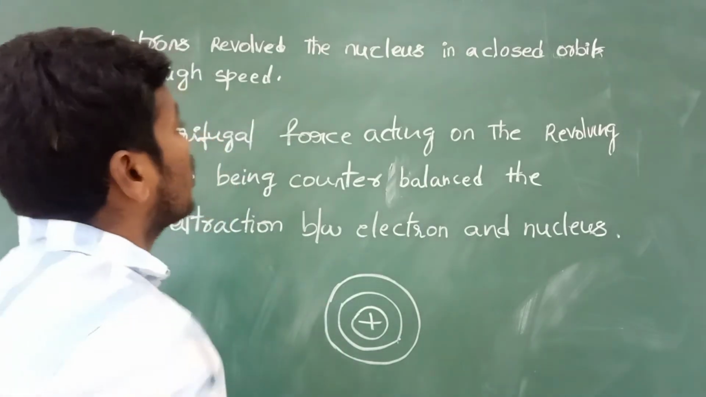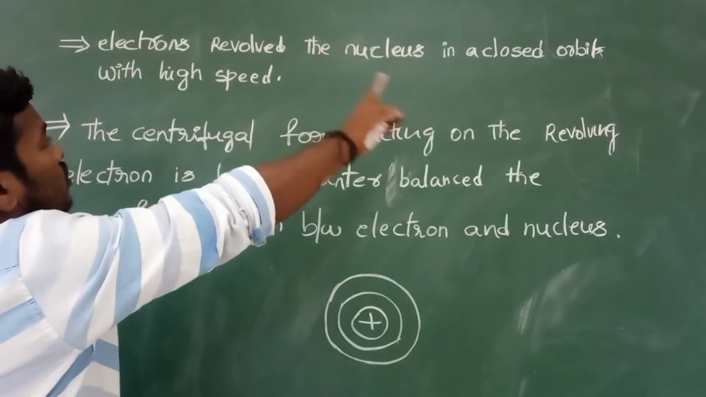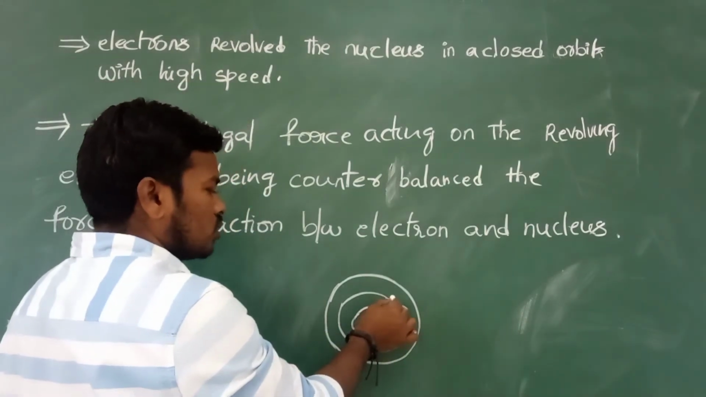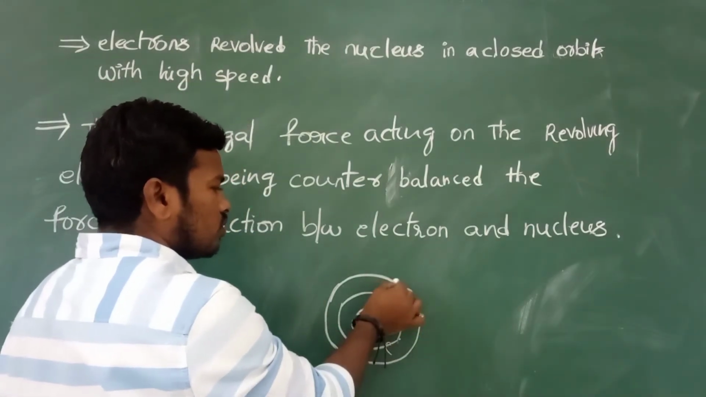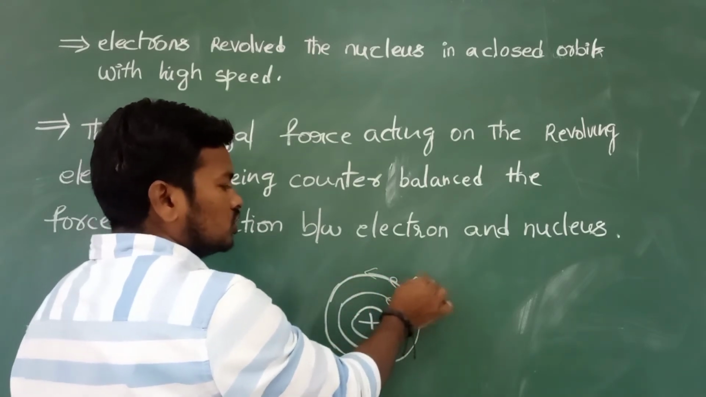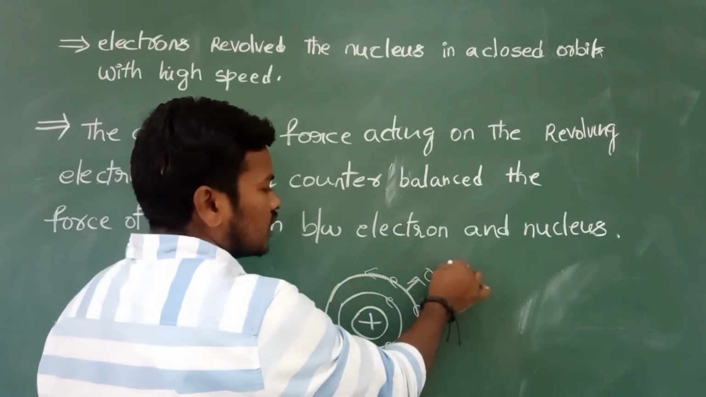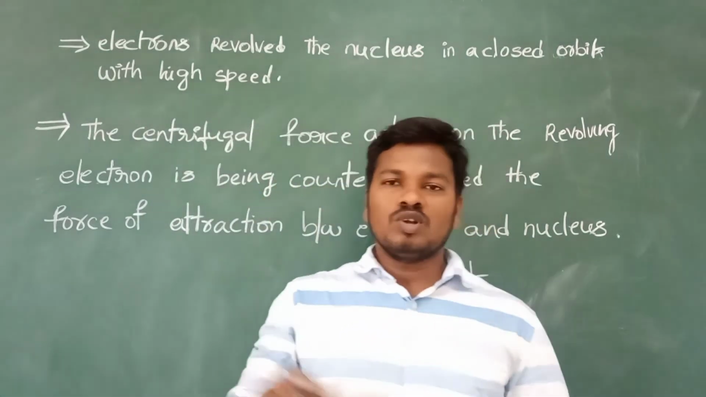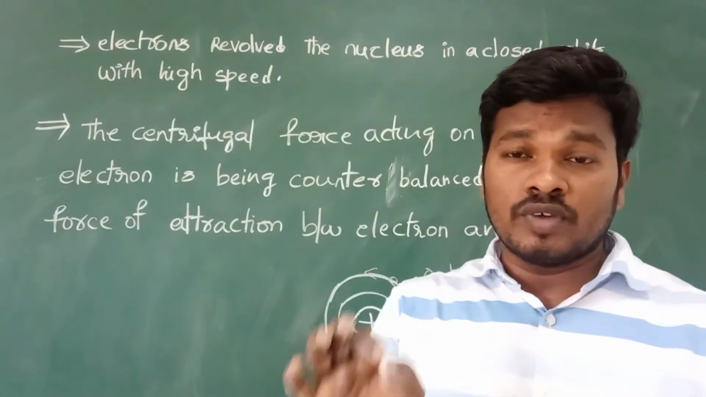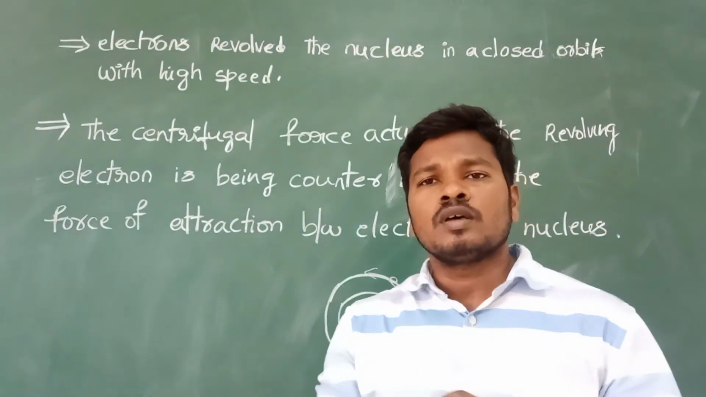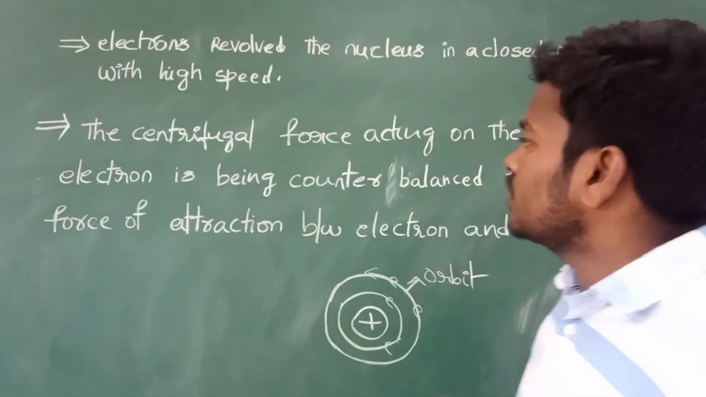In the extranuclear part, electrons are revolving around the nucleus in a closed orbit with a high speed. This closed path is called an orbit.